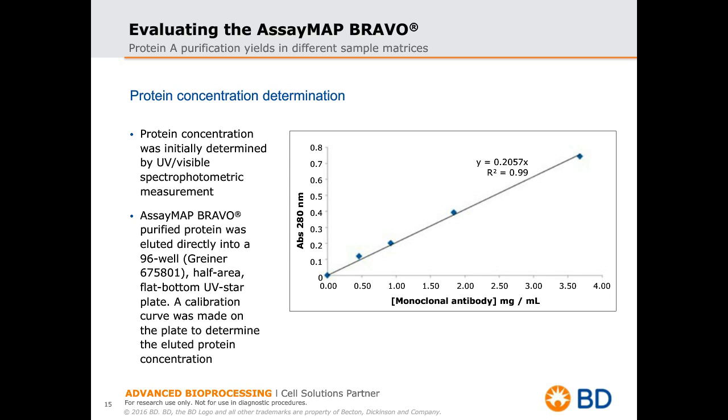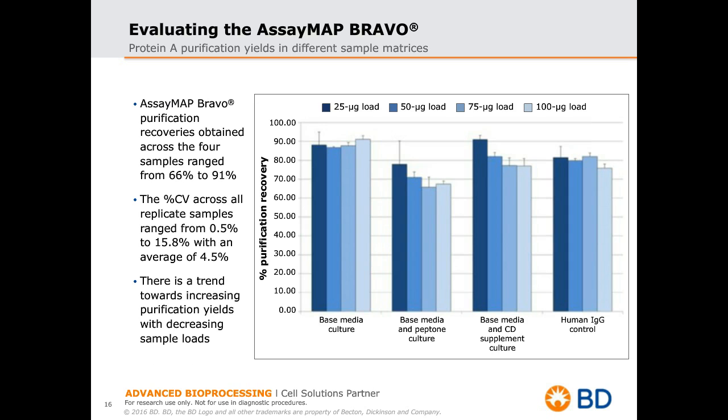So moving on to the results of the protein A purification of IgG in different sample matrices, which is shown here in the bar chart. The x-axis details the different sample matrices. So we have, moving from left to right, base media culture, base media and peptone culture, base media with CD supplement, and then the human IgG control. Each of the colored bars represents a different IgG load amount in micrograms, from 25 micrograms up to 100 micrograms. The purification recovery as a percentage is shown in the y-axis.